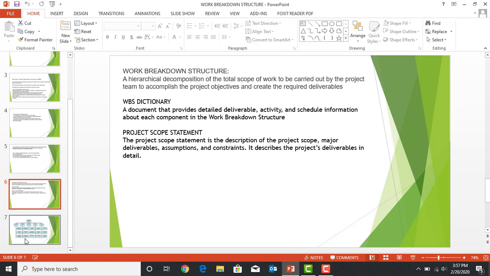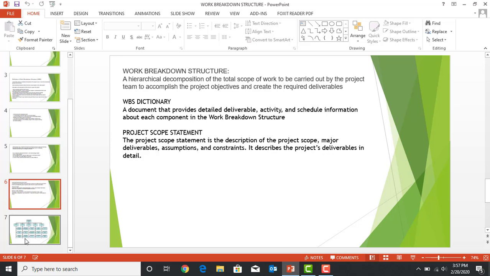Now, our WBS is part of our scope baseline. And the scope baseline does not only include the work breakdown structure, but it also includes the WBS dictionary along with the project scope statement. I'll briefly explain what the WBS dictionary is and what the project scope statement is. However, in my next video, I'm going to tell you in detail how we should be creating a scope statement.